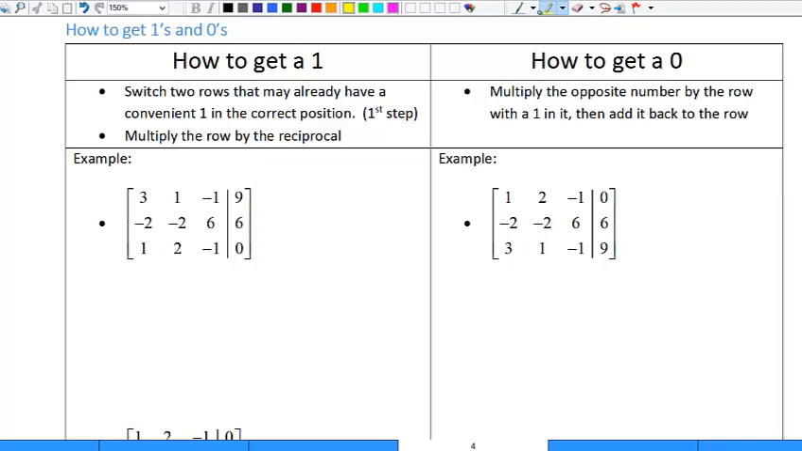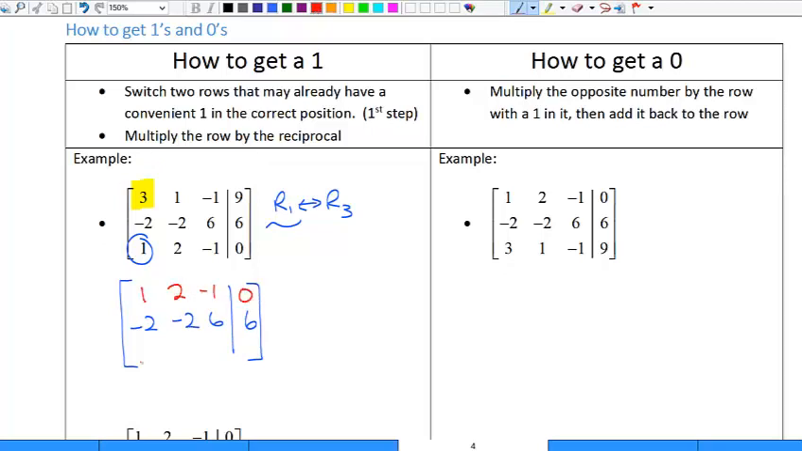For example, if I am looking to get a 1 right here, and I happen to see that there's a 1, a convenient 1 that's in a different row, all I would have to do is take row 1 and interchange it with row 3 in this case, because it's the row that has the 1 in it, the convenient one. Notice that row 2 stays the same, so the first thing I do is rewrite that, and then I just switch the 2 rows.